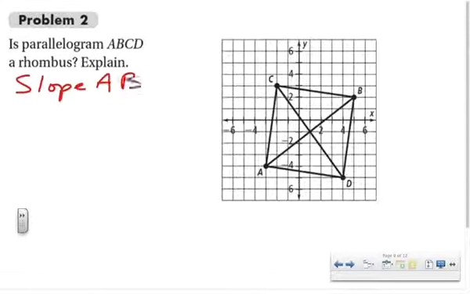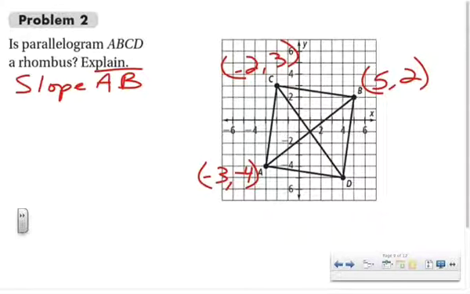of AB. Once again, let's start by identifying all of our coordinates. A is -3, -4. Well, I'm going to go all the way around. C is -2, 3. B is 5, 2. And D is 4, comma, -5. You good so far? All right.